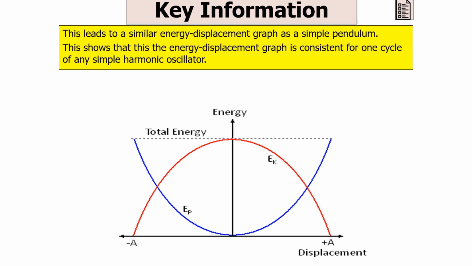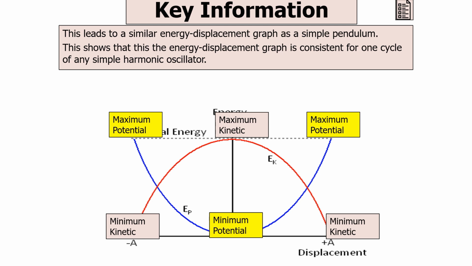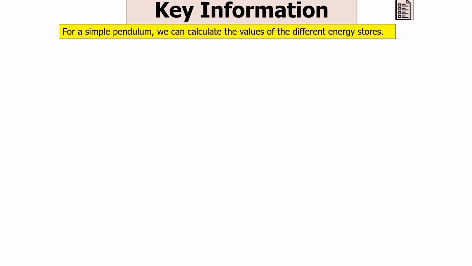So this leads to a similar energy displacement graph as a simple pendulum. This shows that the energy displacement graph is consistent for one cycle of any simple harmonic oscillator. So once again, we have our points of maximum and minimum kinetic energy and maximum and minimum potential energy. Now for a simple pendulum, we can calculate the values of the different energy stores.